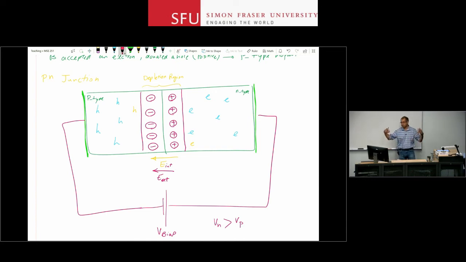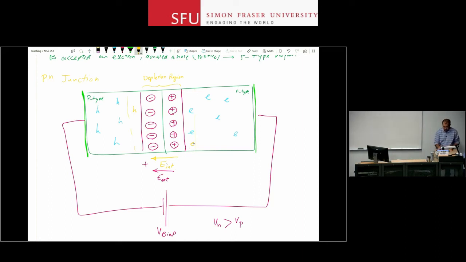It's a field. It has direction as well as value. If they're in the same direction, the total field is the sum of E internal and E external. So you have a larger field across the depletion region. What happens is that by doing so, you make this depletion region a little bit larger. You extend it to both sides. And what you're doing to the charge carriers is making it even more difficult for them to go from one side to the other, right?